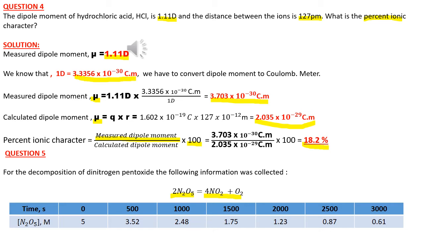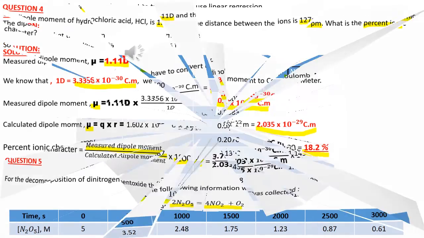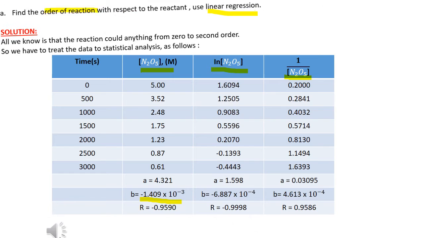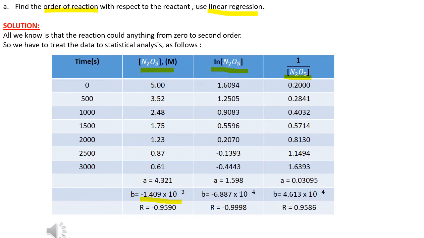Question 5. For the decomposition of dinitrogen pentoxide, the following information was collected as shown in the table below. Find the order of reaction with respect to the reactant, using linear regression. Solution. All we know is that the reaction could be anything from 0 to second order. So we have to treat the data to statistical analysis, as shown.